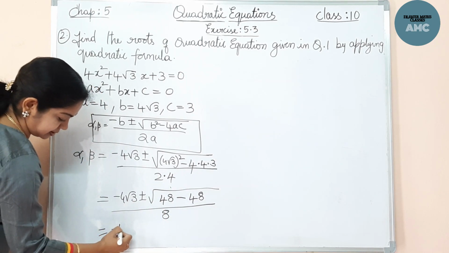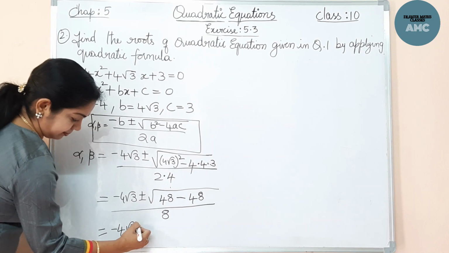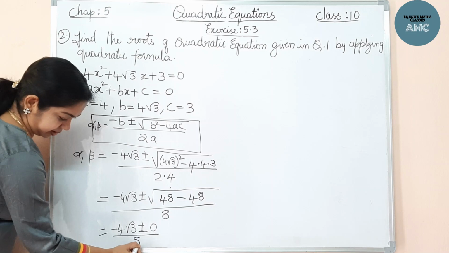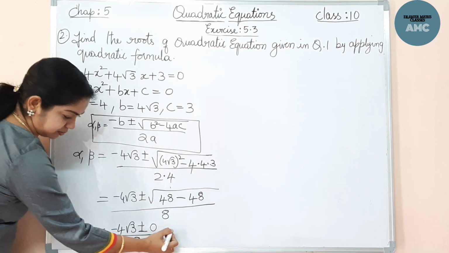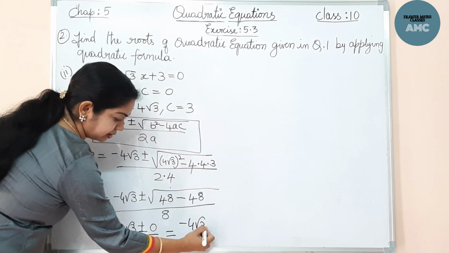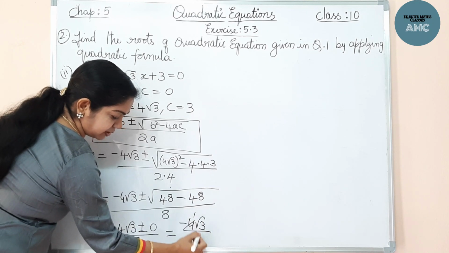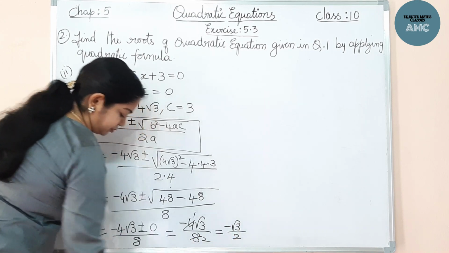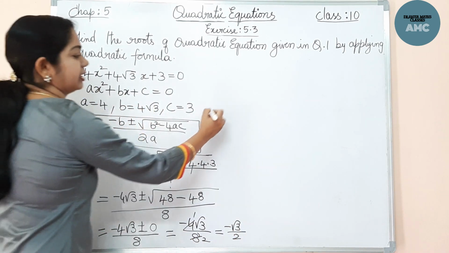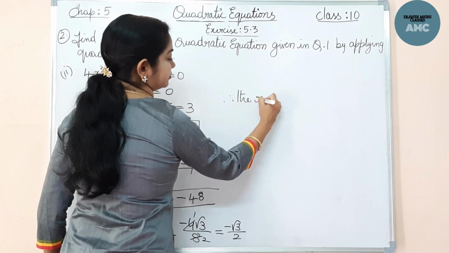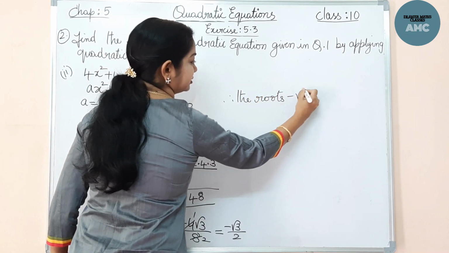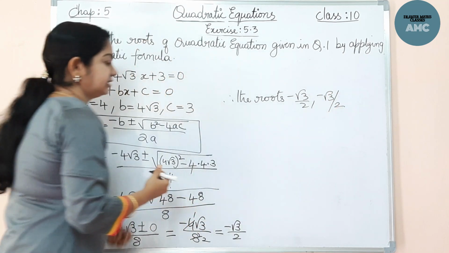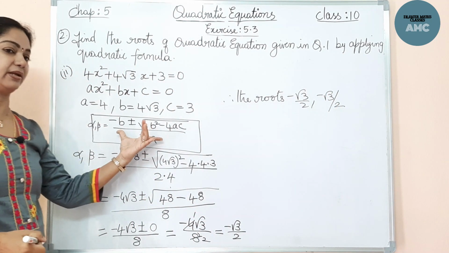Now this is minus 4 root 3 plus or minus under root 0, divided by 8. 48 minus 48 is 0. This comes to minus 4 root 3 by 8. So 4 once, 4 twice, that is minus root 3 by 2. So therefore the roots are similar roots: minus root 3 by 2, comma, minus root 3 by 2. Like this we will be finding the roots using the quadratic formula.